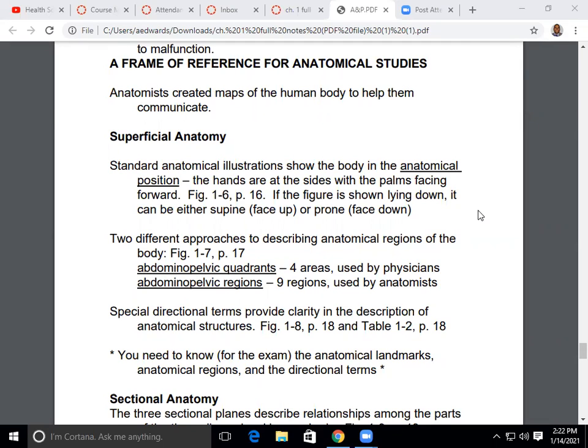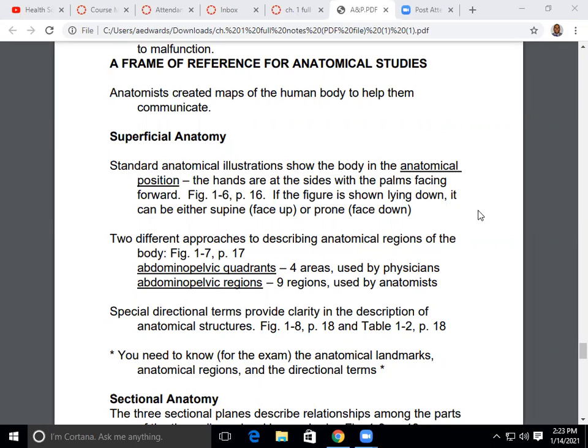So what is anatomical position? It means your hands are at your sides, okay? Palms facing forward, okay? All right, so if a person's laying down, basically it can be either supine or prone, face up or face down, but basically hands same direction as the face. Okay, that's anatomical position. All right, so you probably will see a question asked you about anatomical position, so you want to make sure you know hands are facing forward, okay?